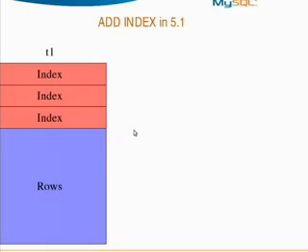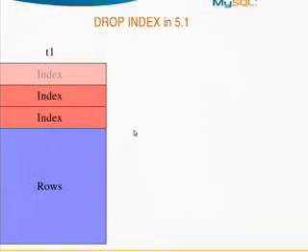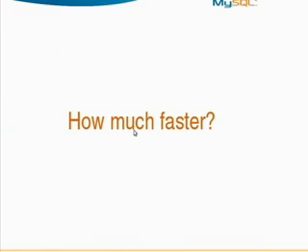And don't worry about whether this is all new code. This build index code has been tested for a long time. It's the existing stuff. And to drop an index, we do the same thing. We just take that index offline and get rid of it. So how much faster is this really going to be?